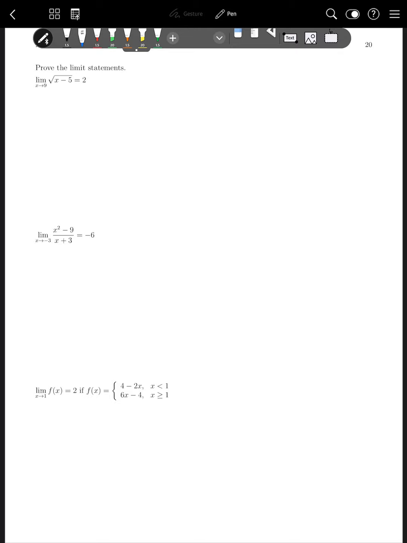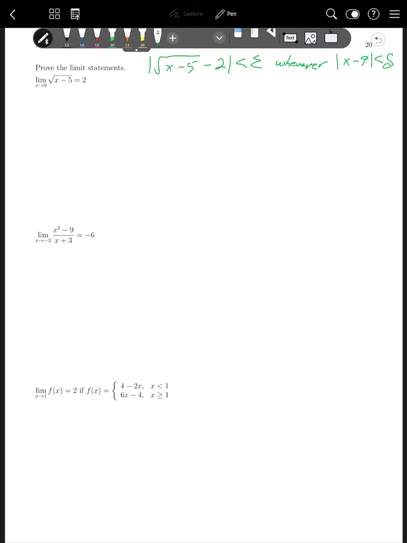So what we could do is start out by writing out what we're looking for. We want the absolute value of f of x, so in this case the square root of x minus 5 minus L, to be less than epsilon whenever the absolute value of x minus c, so in this case c is 9, is less than delta, right?